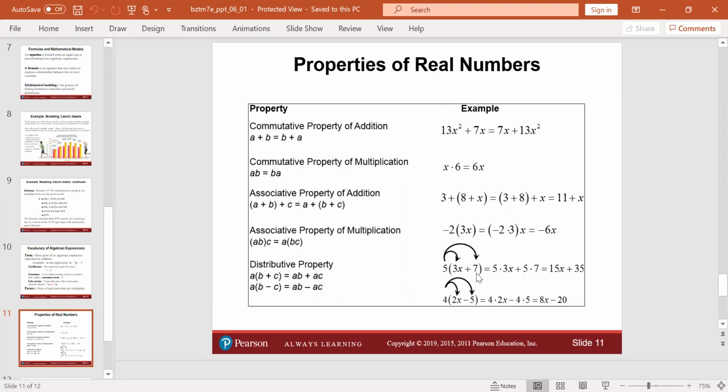If you had 5 times, in parentheses, 3x plus 7, you would just distribute the 5. It multiplies to the 3x, it multiplies to the 7. You keep that common sign that was in the middle, and you end up with 5 times 3x. Well, you just do the 5 times the 3, which is 15. The x doesn't change at all. So it becomes 15x plus 35. Same thing if you're subtracting. Inside, you distribute the 4. 4 times 2x. 4 times 2 becomes 8, but the x is just there because we don't know what it is. How can we multiply 8 by x if we don't know what x is? So we just leave it as 8x.